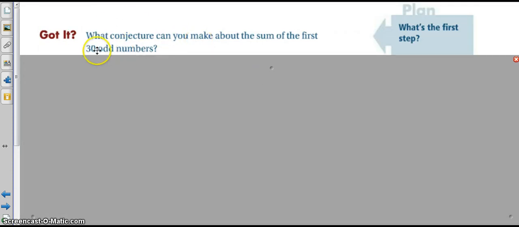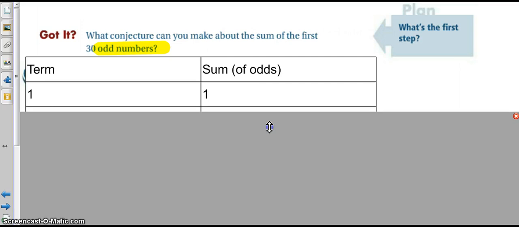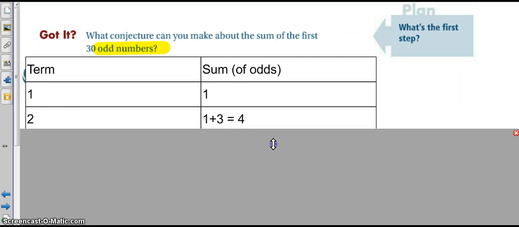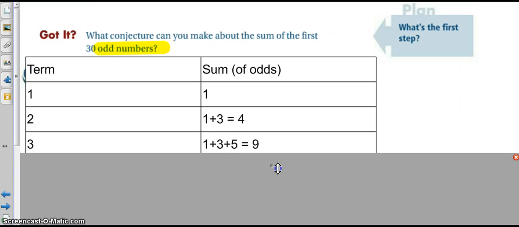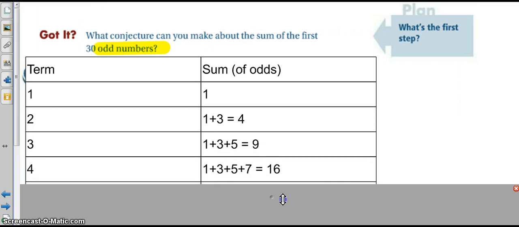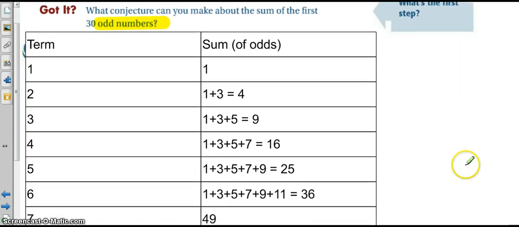sum of the first 30 odd numbers. Now, odd, just like even, makes a fun pattern, but it's kind of hard to see. So when we look at the first term, it's just 1, and that doesn't really help us very much. When we look at the second term, it's 1 plus 3, which gives us 4. Third term, 1 plus 3 plus 5 gives us 9. Fourth term, 1 plus 3 plus 5 plus 7 gives us 16. And as we start to look at all these terms, a pattern should start to appear.